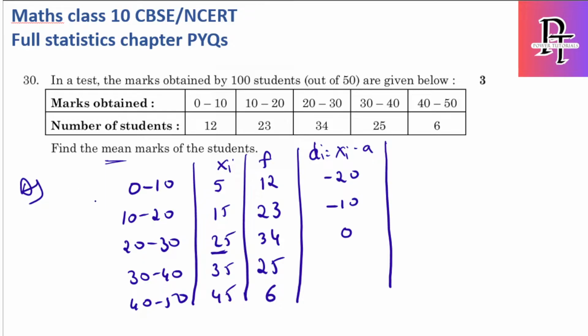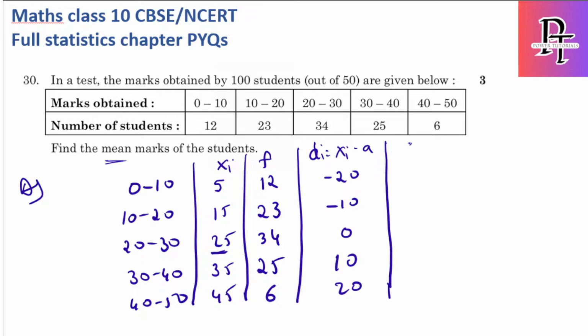I'm back. So again, 25 minus 35 is... so here x minus a, 15 minus 25 is minus 10. Okay, so 35 minus 25, yes, now it is 10. 45 minus 25 is 20. So these are the xi minus a values. Now I need to multiply this with fi.